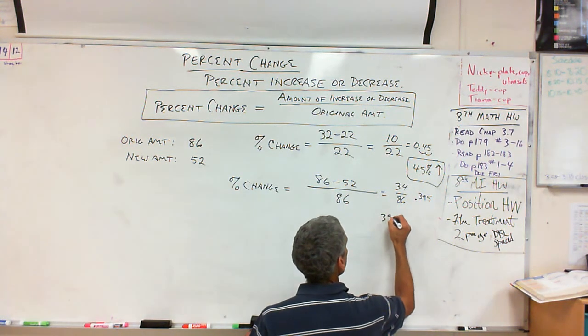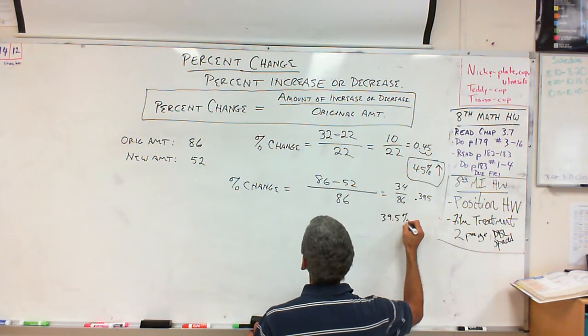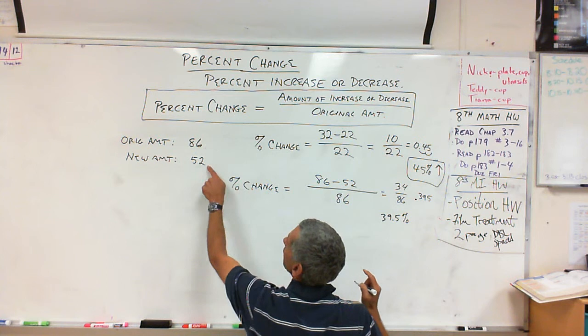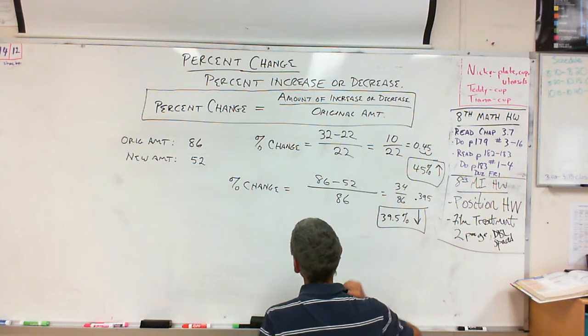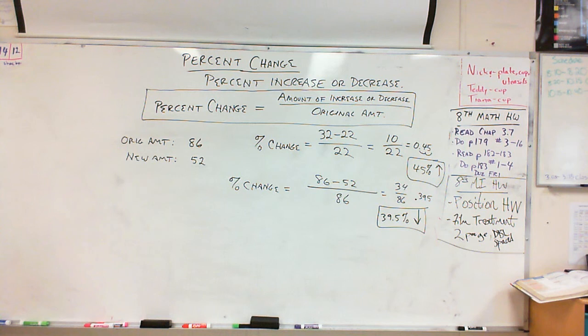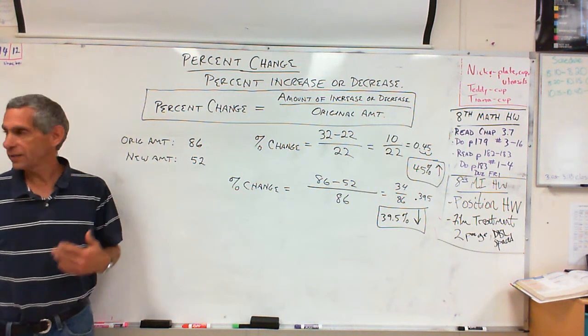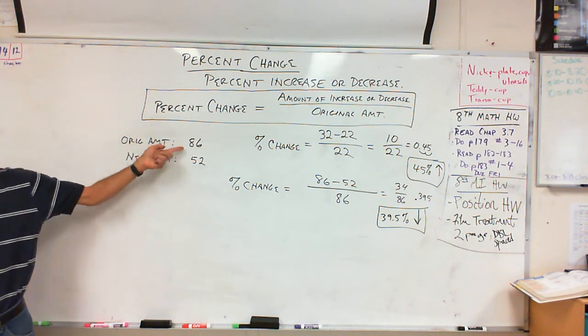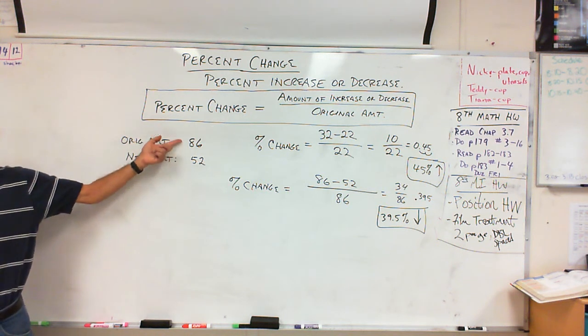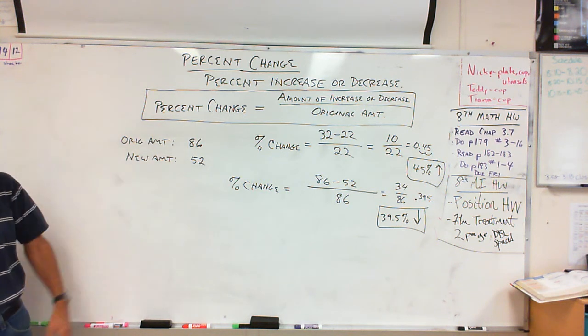It's 39.5%. Is it an increase or a decrease? Decrease, so I'm going to put my down arrow. You're done. Quite easy. All you have to do, it's so simple, because with percent change, you ask yourself immediately, is it increase or decrease? It's a decrease in this case, okay? That's fine, it's a decrease.